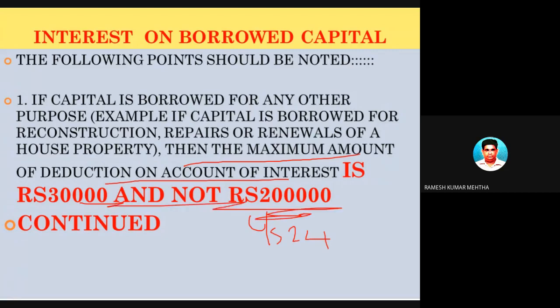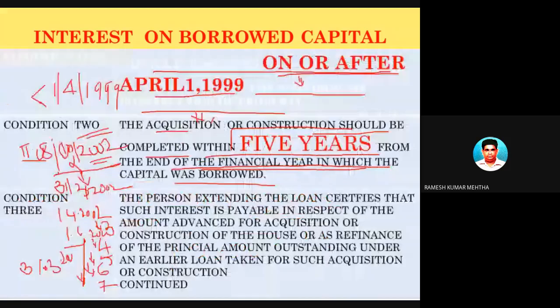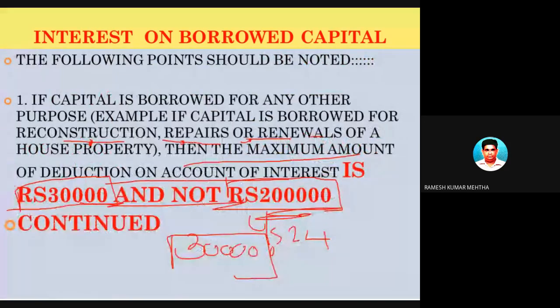So if the loan for the house property is taken not for the purpose of purchase or acquisition or construction of house property, but rather for reconstruction or repairs or renewal of the house property, then this 2 lakh rupees is not allowed, even though you might have paid an interest of 3 lakh rupees as an owner of the house property. This is not allowed as the capital is borrowed for the purpose of reconstruction, repair, or renewal of the house property. In such a case, as condition 1 is not satisfied, the maximum amount which will be allowed is 30,000 rupees.